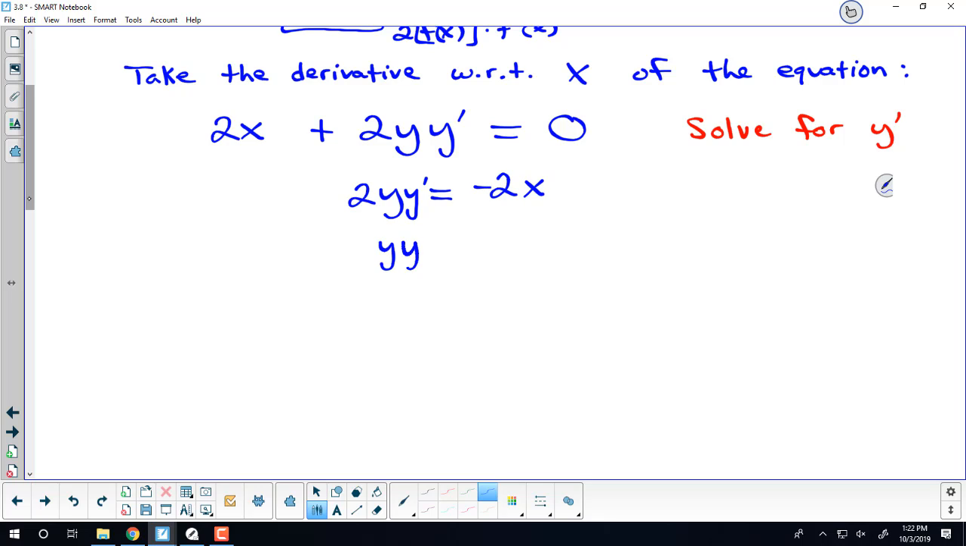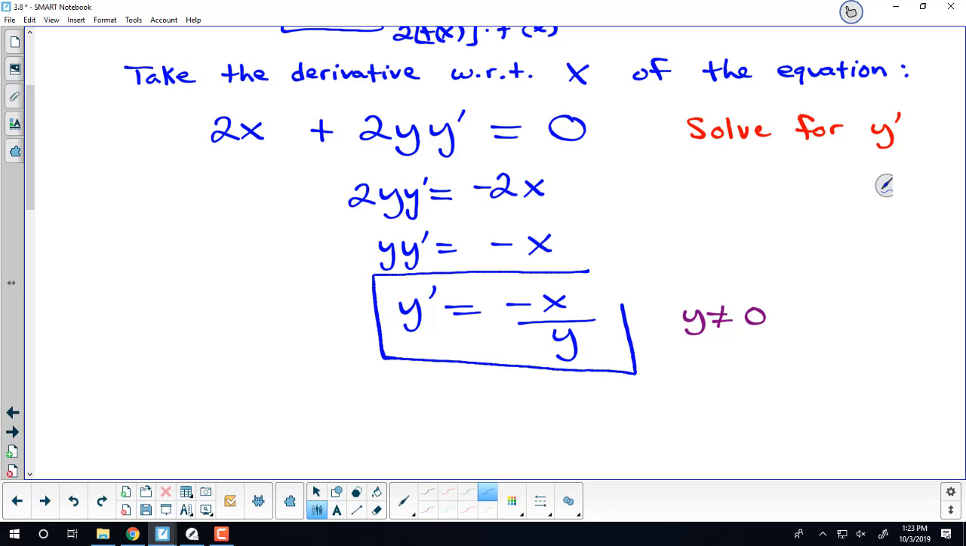So y prime equals negative x over y. And here we would say that, of course, y cannot be 0. We'll look at that in a second. So there's the derivative of our unit circle.